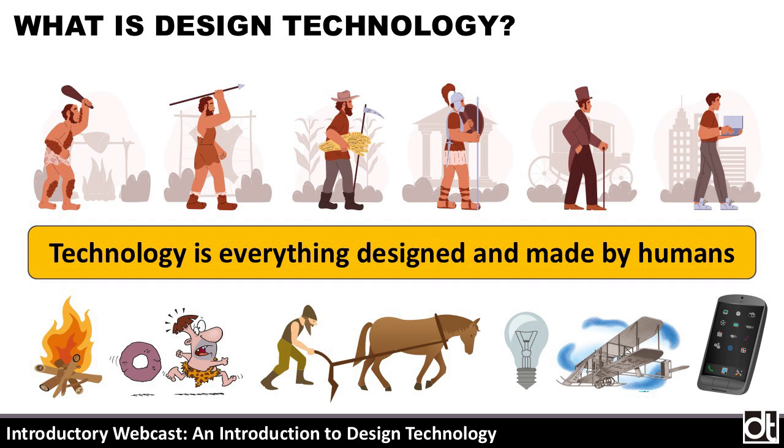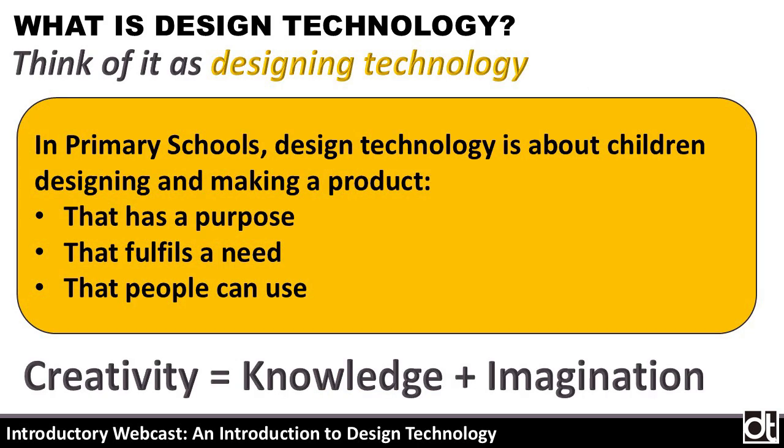From earliest times when humans created sharp tools from stones and developed the ability to control fire, to the invention of the wheel leading to travelling technologies, changes in farming and agricultural practices, the Industrial Revolution, right through to today's digital revolution, the human race has been creative in developing new technology. So we need to think of design technology as designing that new technology.